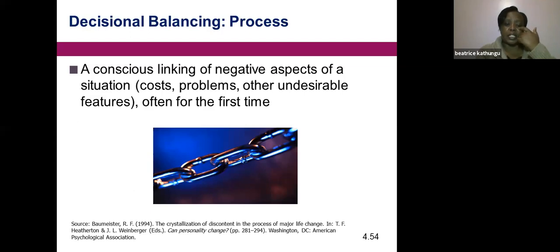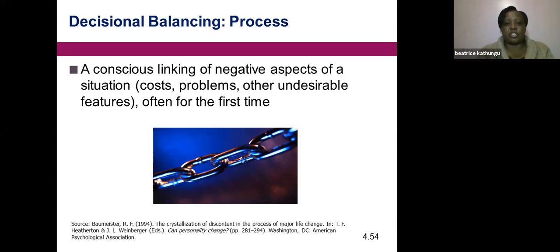So we're saying that decisional balancing is a conscious linking of negative aspects of a situation. Now, the negative aspects of a situation could be costs in terms of monetary, they could be problems, or there may be other undesirable features. And this might just be the first time that the client is linking these things. That's why that picture there shows a chain link, you see?